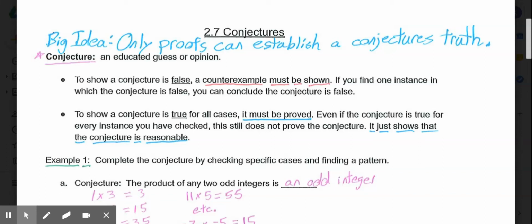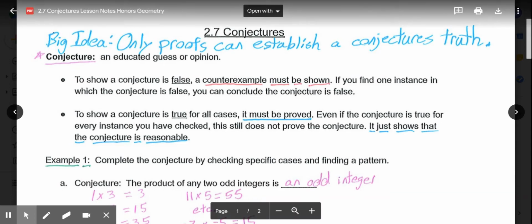Welcome to lesson 2.7, Conjectures. So the big idea for today's lesson is that in geometry and in mathematics, only proofs can establish a conjecture's truth. So in other words, we're going to start to dive a little bit deeper into the idea of conjectures, which would be an educated guess or opinion. But the main idea that we're laying a foundation for, and we'll be building off of basically the rest of the school year, is that idea that we need to use proofs to establish truth in mathematics.